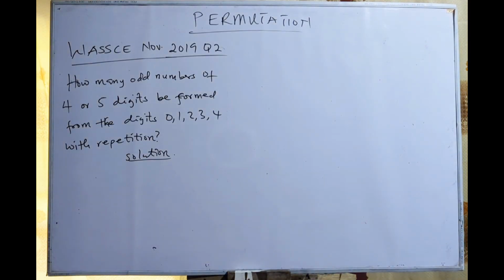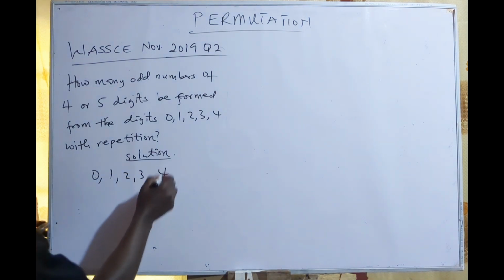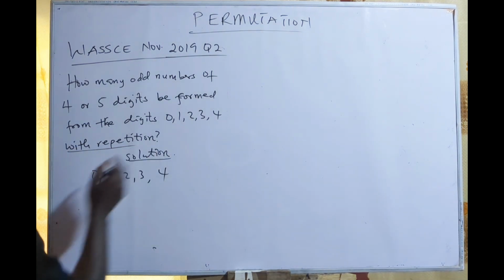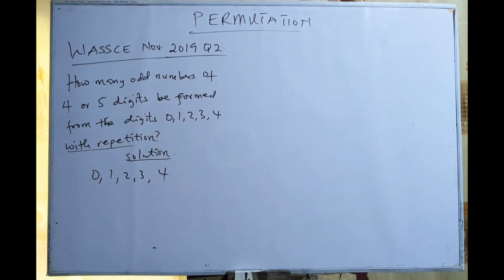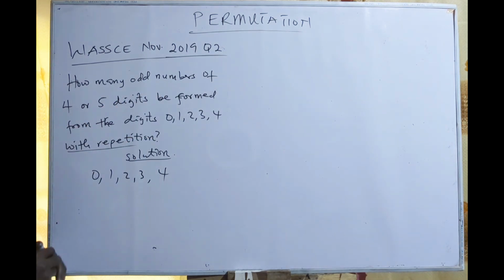Okay, so we are forming the number from 0, 1, 2, 3, 4, but here it is with repetition. The number should be odd, either odd of 4 or 5 figures. It can be 4 figures, it can be 5 figures. So first of all, we will look at if it is 4 figures, and then we will add it to if it is 5 figures. So let's say if it is 4 figures.